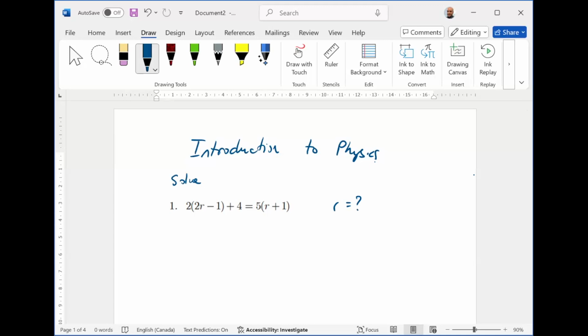Or in other words, find R. Yes, we all know the joke. Yeah, found it. But the question is, what is the value of R?